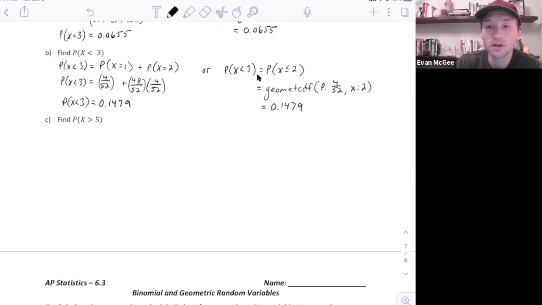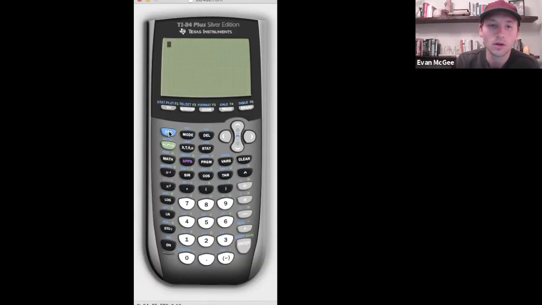I'll show you in the calculator, and then we'll do the next problem. We'll go to second vars to get to our distributions, find geometCDF. Our probability of success is still 4 out of 52. We said the number of trials X is 2. And you can see we get the same value that we calculated by hand.